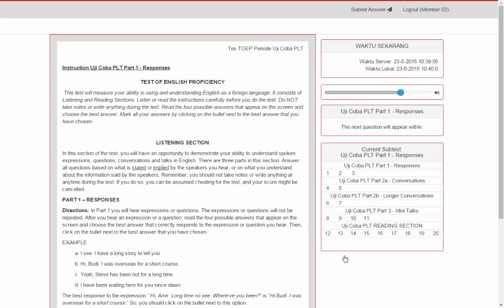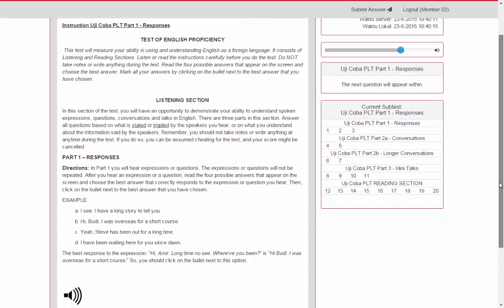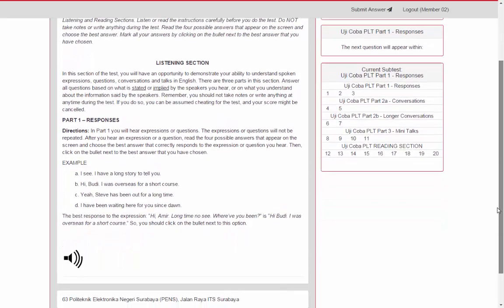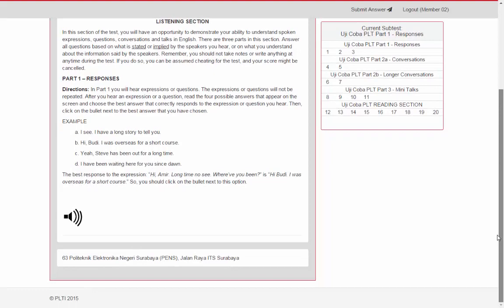It consists of listening and reading sections. Listen or read the instructions carefully before you do the test. Do not take notes or write anything during the test. Read the 4 possible answers that appear on the screen and choose the best answer. Mark all your answers by clicking on the bullet next to the best answer that you have chosen.